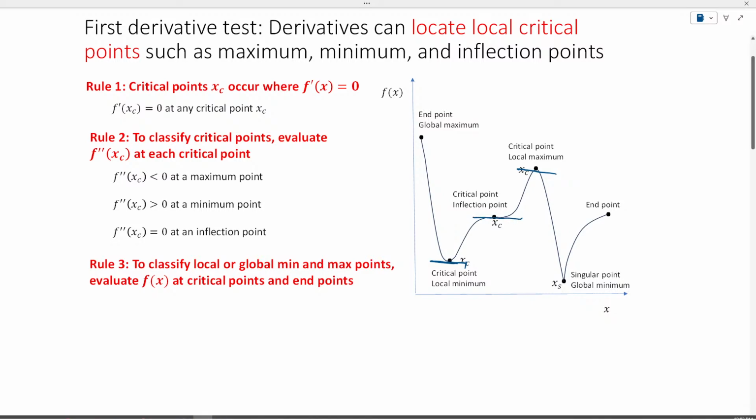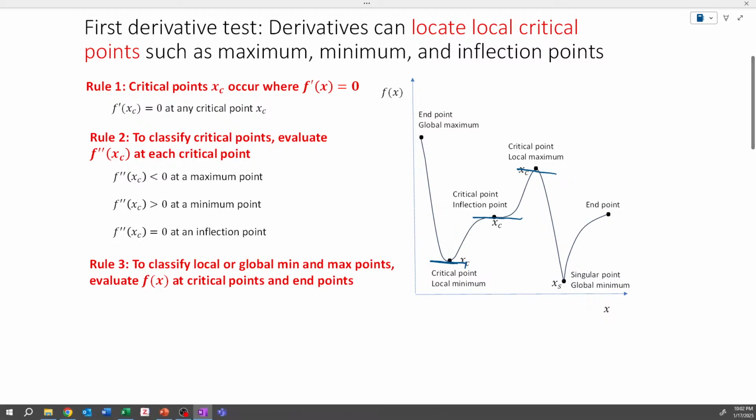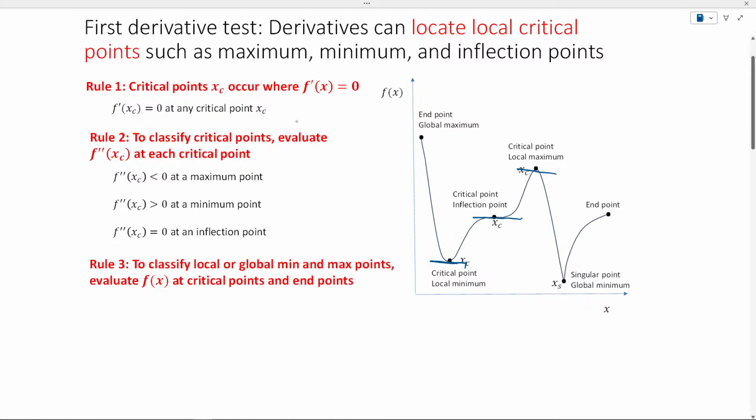And you know this information from the first derivative, because the rate of change here is zero. So you just find the first derivative, you equate it to zero, and then you find the root of the equation. So it will be this one, this one, this one.